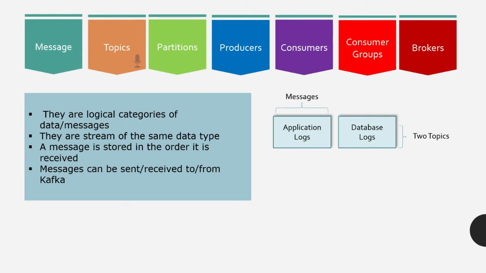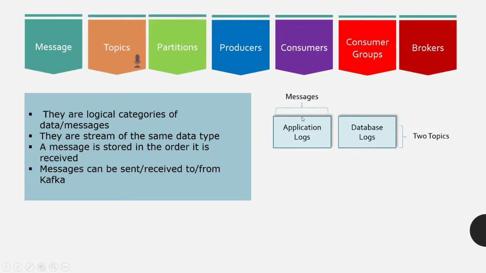Messages are sent to as well as received from a topic. Usually, messages are sent to a topic from a producer. Messages are received from a topic by the consumers. We'll see about those two building blocks in the succeeding sections or in the succeeding classes.